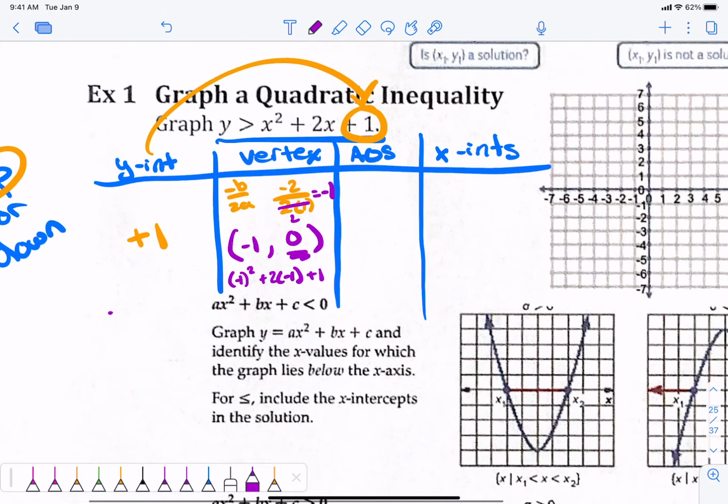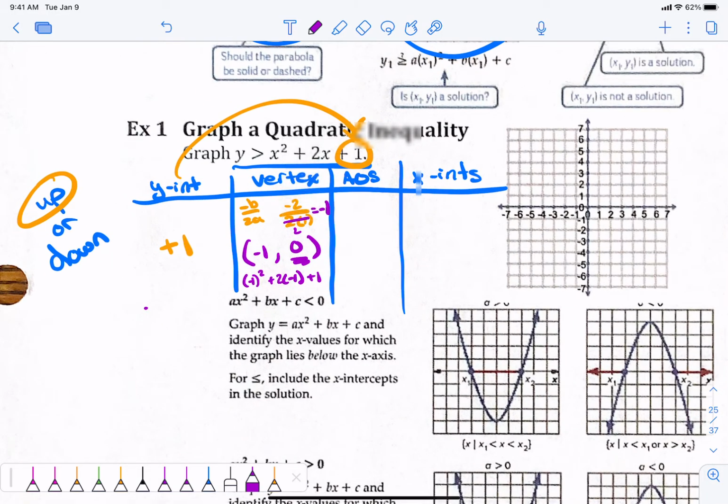Okay, let's graph what we have so far and see what we have here. So the y-intercept is at 1, and it's opening up.